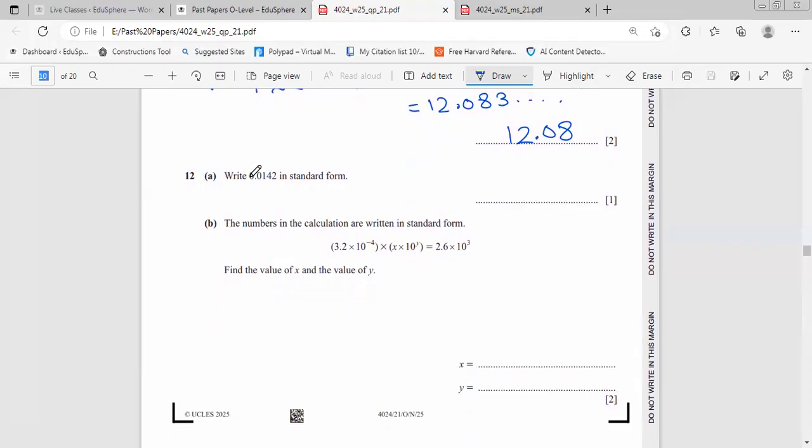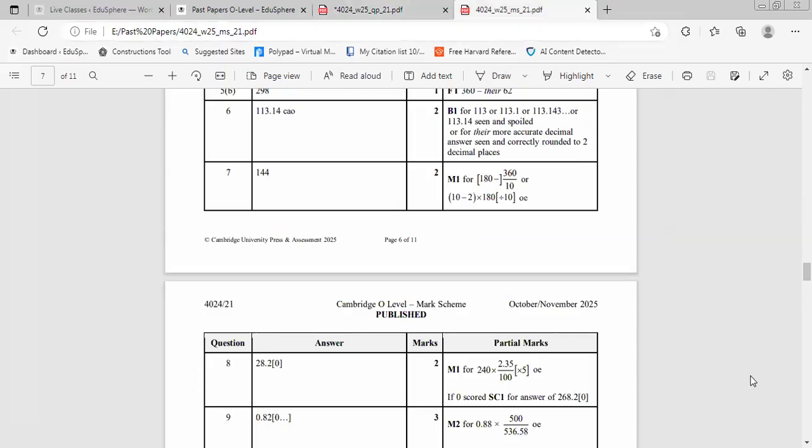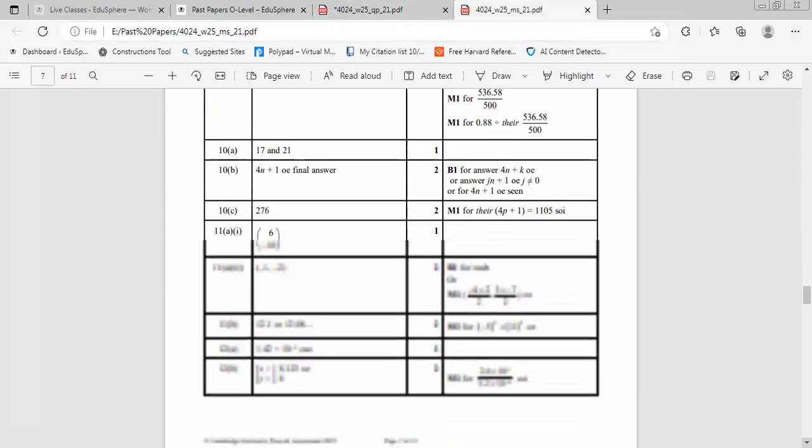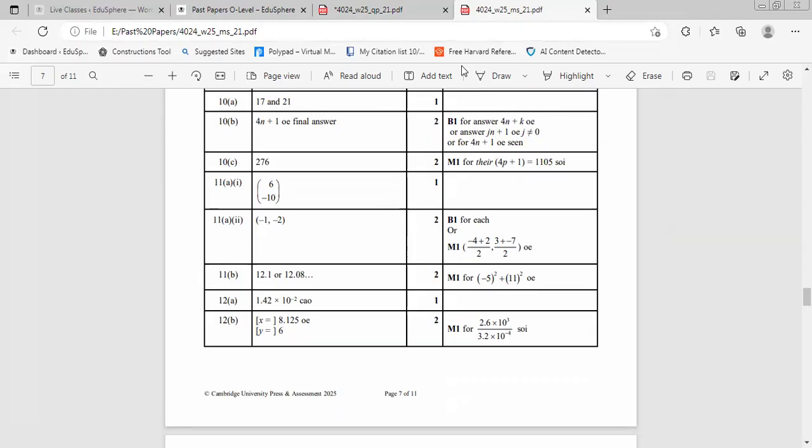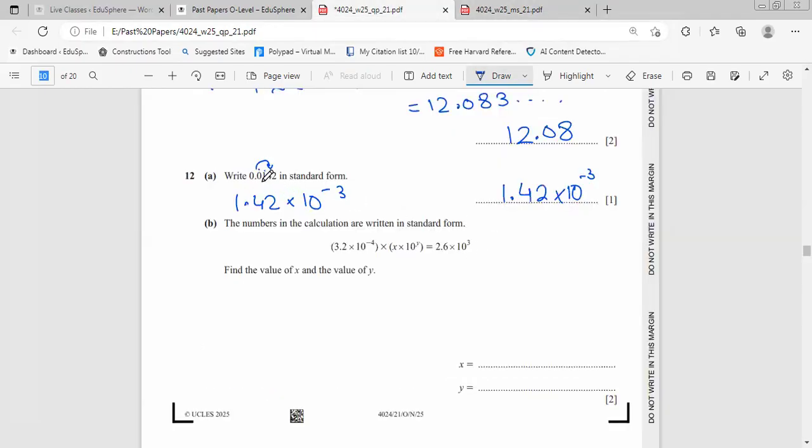Next, we have to write this number in standard form. We know that this is 0.0142, so 1, 2, 3. So we will be writing 1.42 since we are counting from the back side. So it will be 10 raised to the power minus, sorry, 1, 2, 3. Yes, it's minus 3. So the answer is 1.42 exponent minus 3. Let me confirm the answer. Just let me see one more.